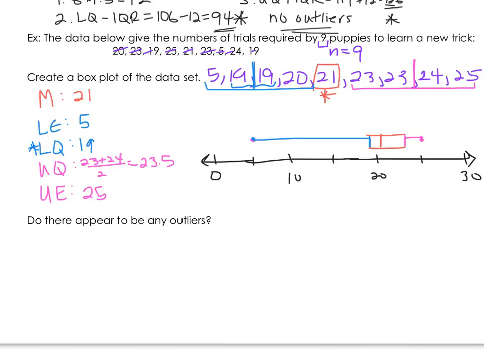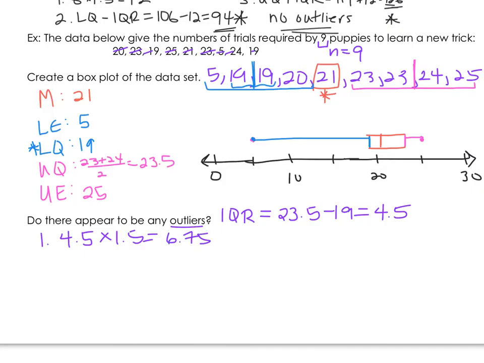And now let's take a look at determining whether or not we have any outliers. We start off by determining the IQR. And remember, that's just upper quartile minus lower quartile. So that's 23.5 minus 19. And that would give us just 4.5. So step 1, we're going to multiply that IQR by 1.5. This is important to have a calculator. This will give us 6.75.